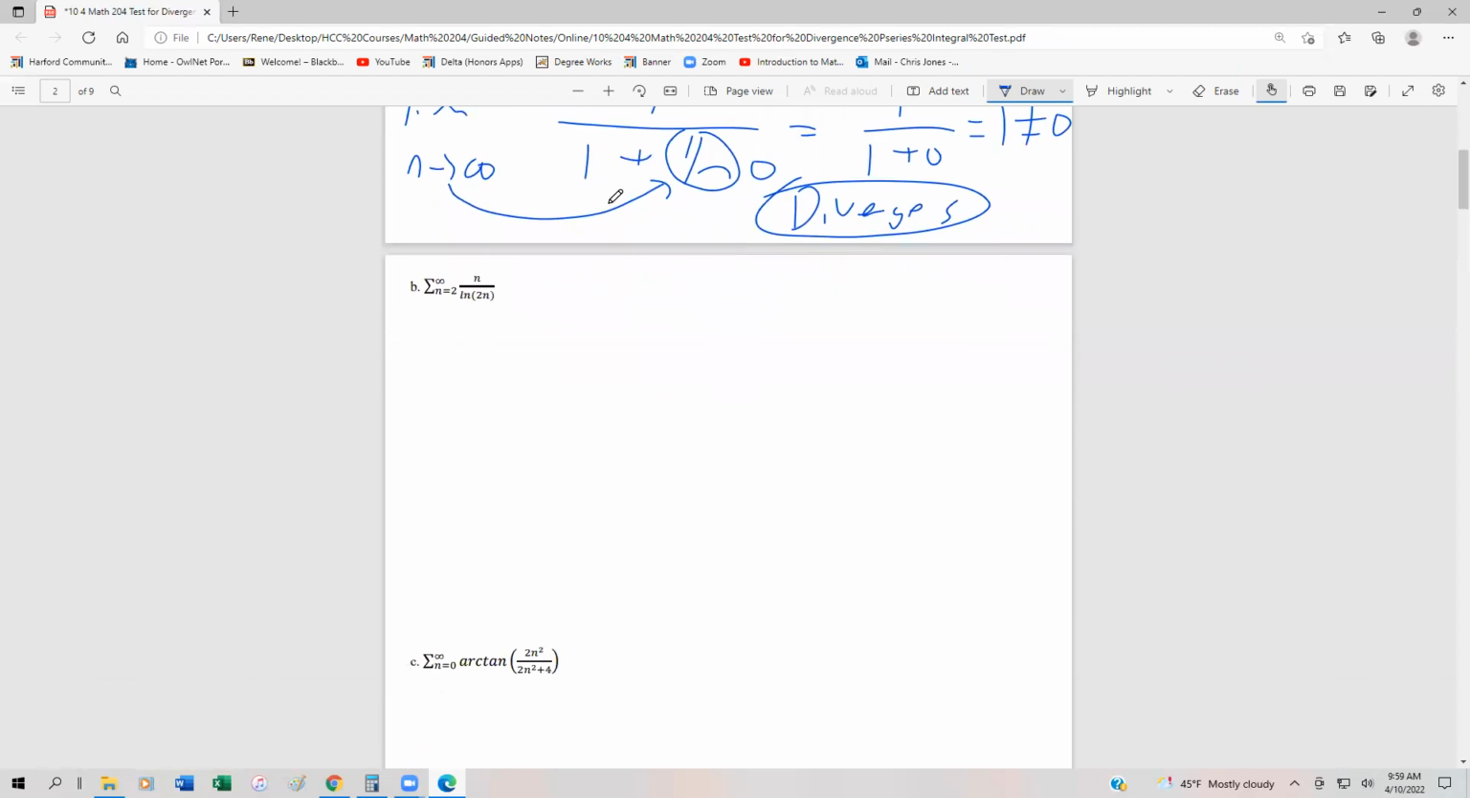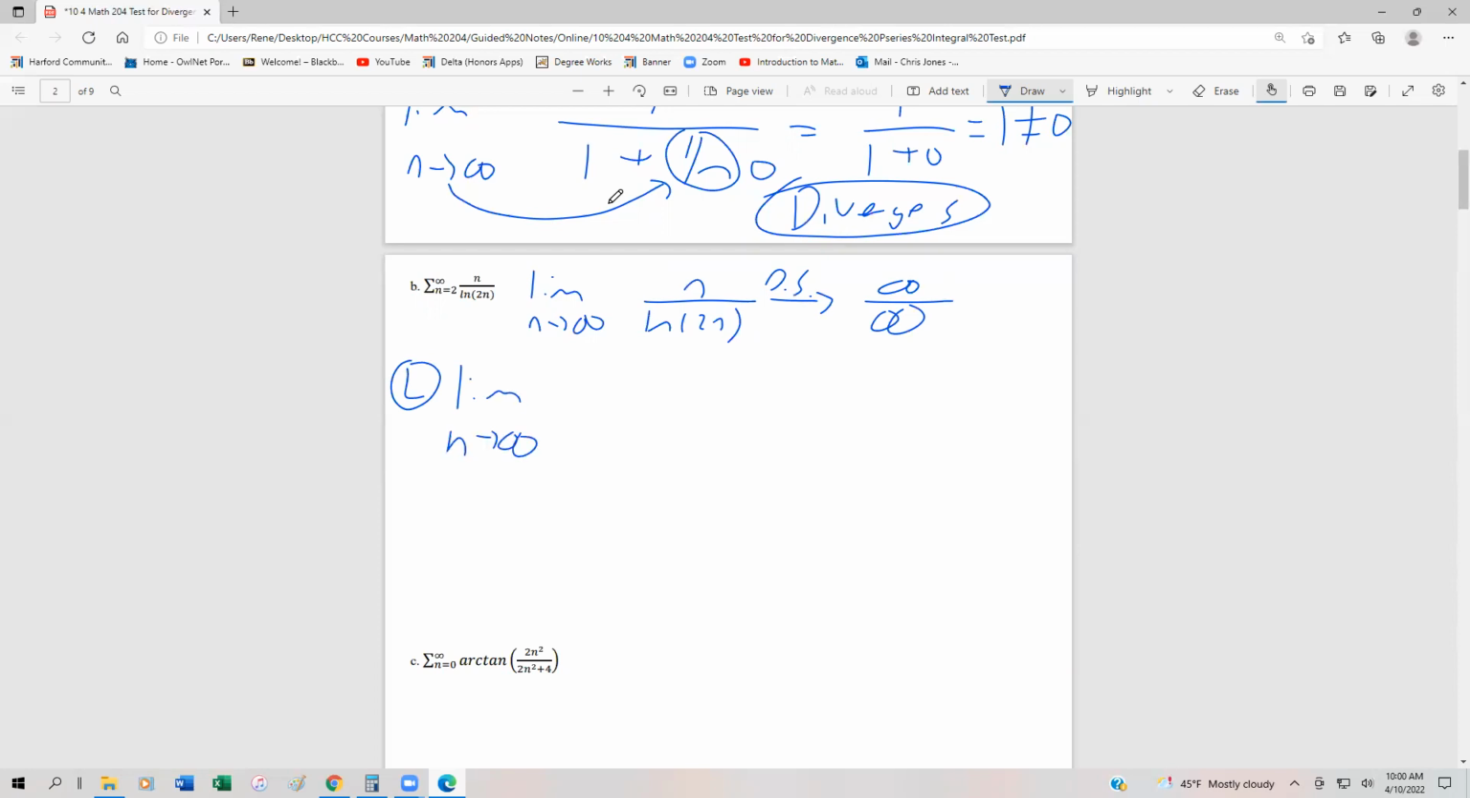A couple more examples. So we have the series n equals 2 to infinity of n over ln 2n. And so again, we take the limit as n approaches infinity of n over ln 2n. Now, unfortunately for this one, because we have this transcendental function in the denominator, we're not going to divide by n. But we could try direct substitution, and we would notice that this turns into infinity over infinity, which is an indeterminate form, which means we can use L'Hopital's rule. So we just apply L'Hopital's rule.